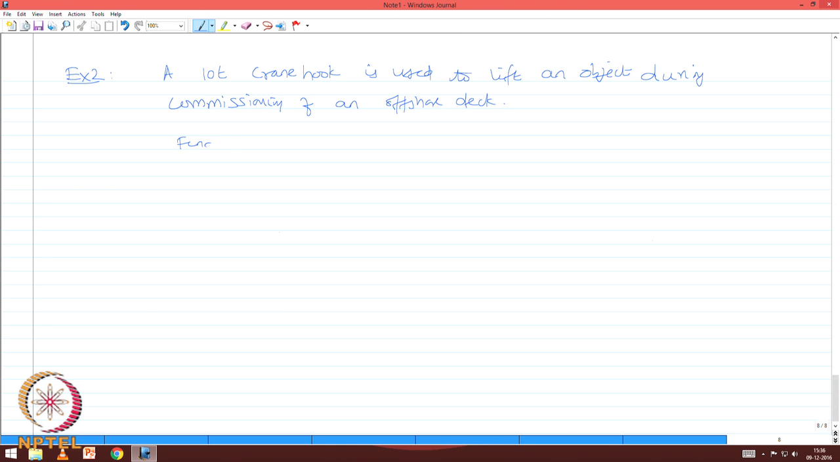Find the stresses at the intrados and extrados, and compare this value with the straight beam equation. So, that is the problem given.